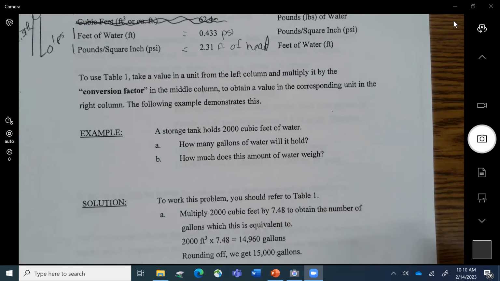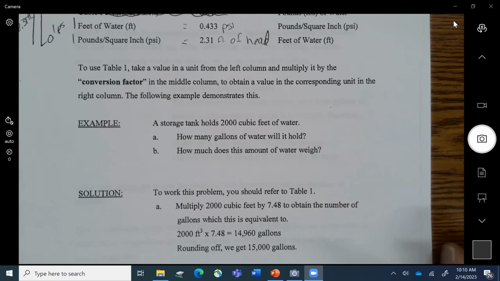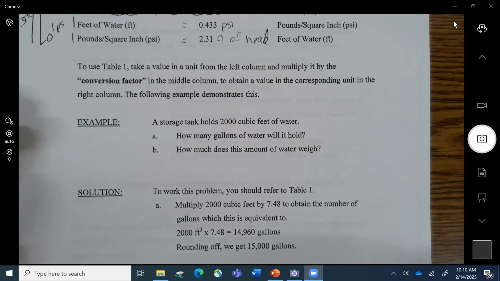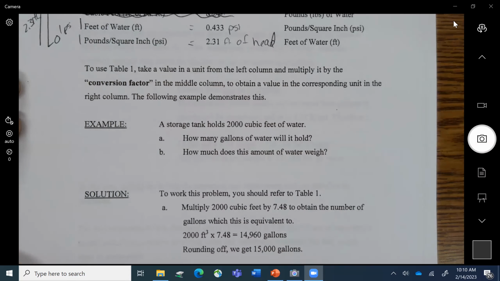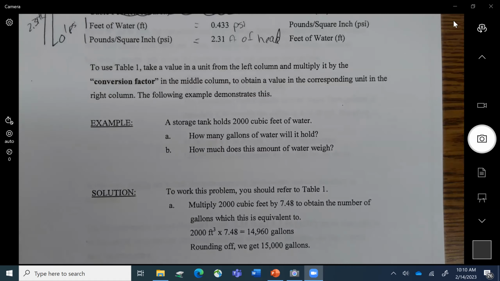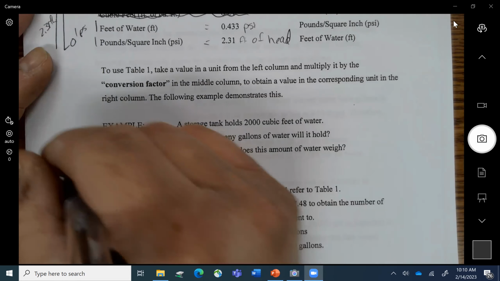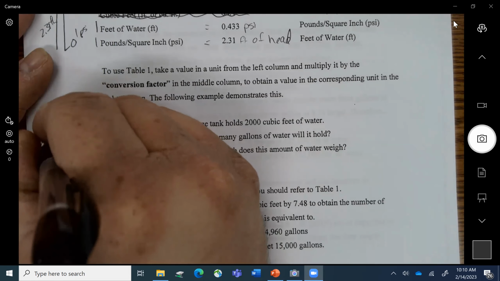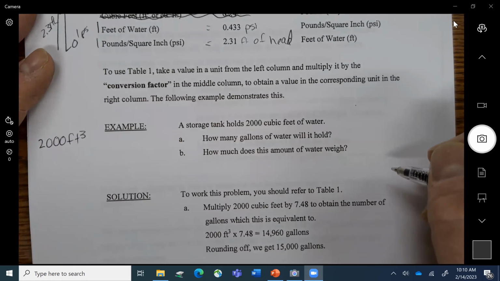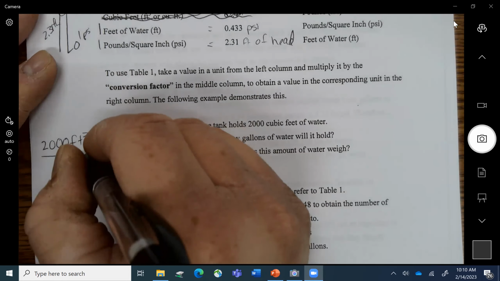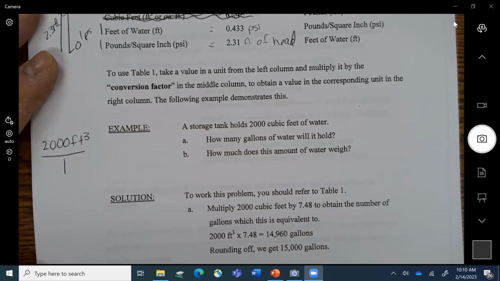A storage tank holds 2,000 cubic feet of water. Being that it holds 2,000 cubic feet of water, A says how many gallons of water, and B says how much will the water weigh. So I have 2 steps here. So I'm starting with 2,000 cubic feet. That is over 1. Okay.